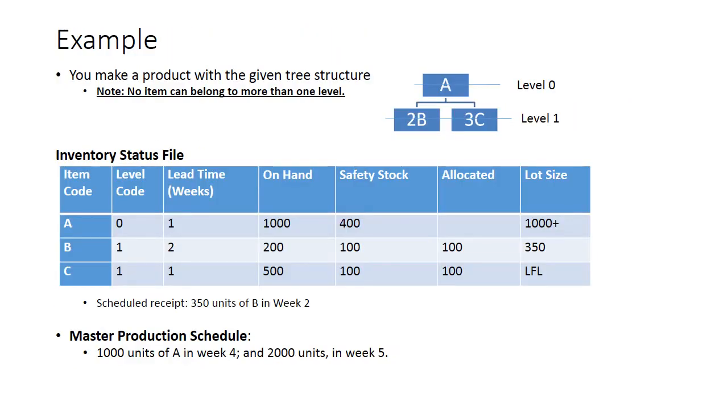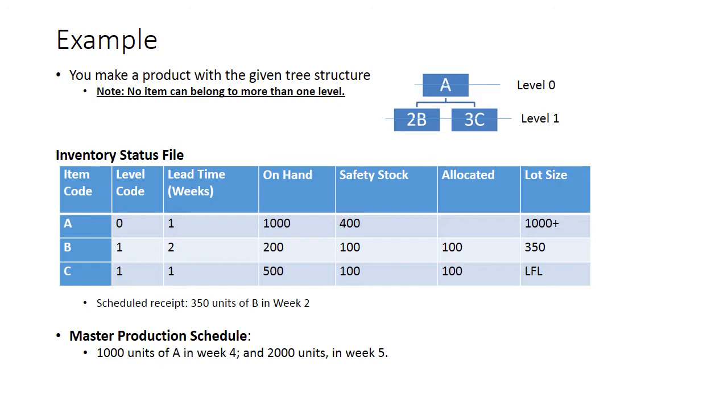So let's begin with a simple example. Here you are making a product A, that's the end item product, which is made up of two components. Again, we are keeping it very simple, B and a C. You need two B's and three C's to make an A. Okay, and notice level 0 is depicted for end item, that's level 0, and B and C are depicted as level 1.